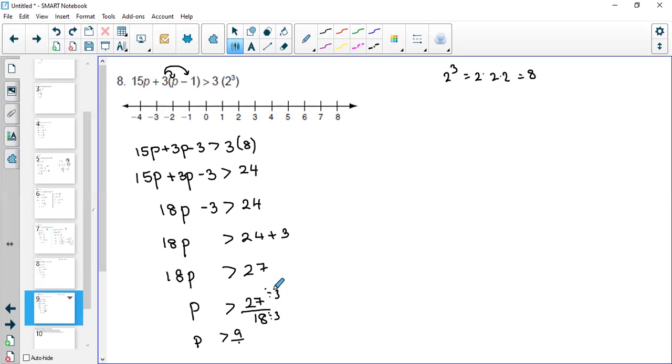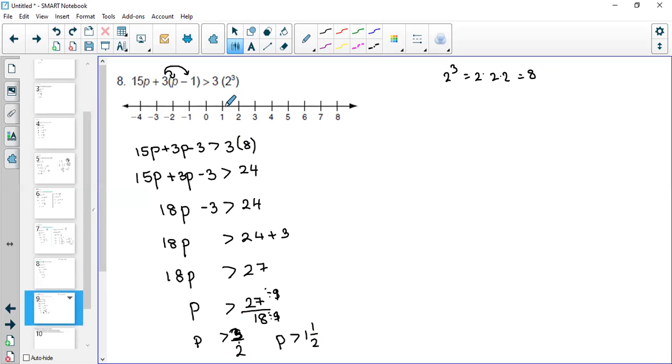or we could even simplify them with a 9 rather than doing it with 3, because if you do it with 3, you will have to do it again with 3. So simply it's better you simplify it with 9. So 27 divided by 9 gives you a 3. 18 divided by 9 gives you a 2, which means it's 3 over 2. Now when you change it into a decimal, that's going to give you 1.5. Okay, so P is greater than 1.5.